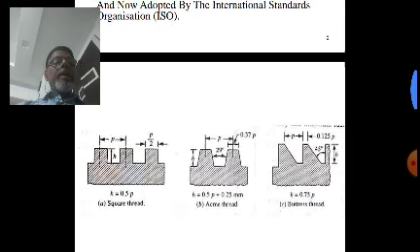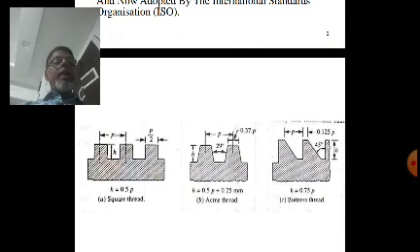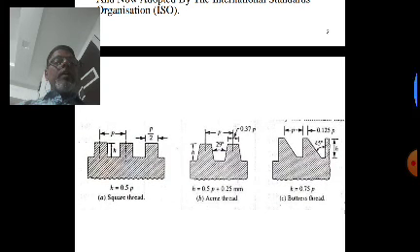Now this ACME or metric trapezoidal thread is a modification of the square thread. Here you can see that the inclination is 29 degree, and if you compare these two drawings, square thread and the ACME thread, the base distance in the ACME thread is more, that means the width is more than the square thread, and that's why it becomes stronger, right?